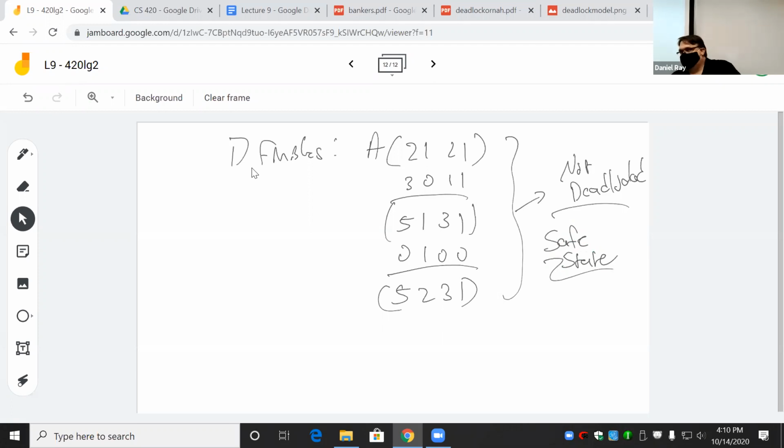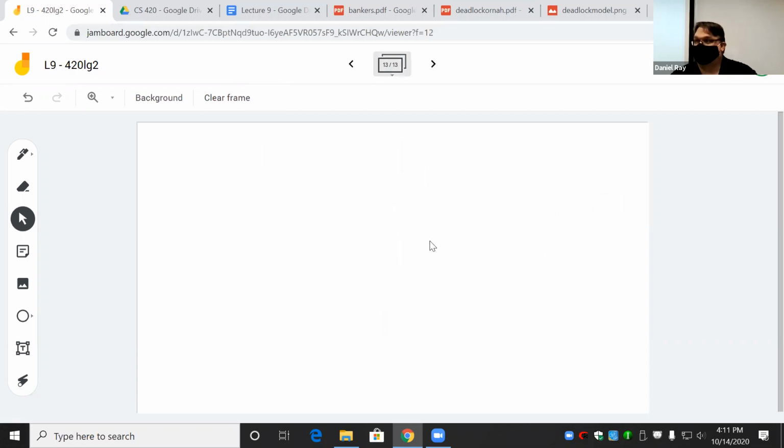Okay? So the act of avoidance then, the way we avoid is we do not let requests come in unless we can prove that the additional requests don't move us out of a safe state. Okay, in the worst case. Right? And we do that by using the banker's algorithm. Is this the panacea that it appears to be?